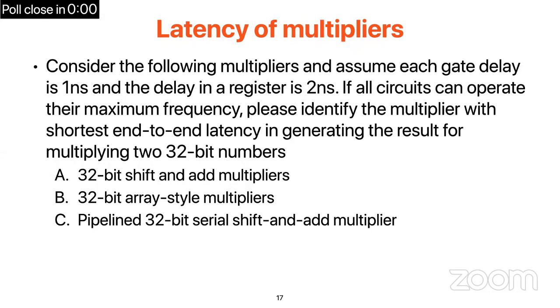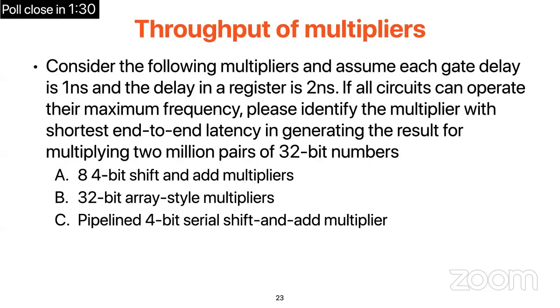So right now, before we announce the answer, let me ask you one more question. What if we are multiplying 2 million pairs of 32-bit numbers? Oh, so this one should be the pipelined 32-bit serial shift and add multiplier.